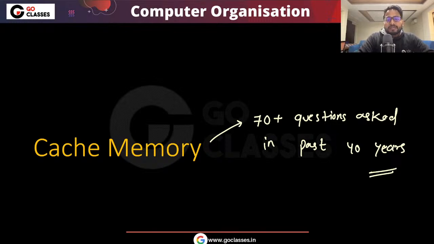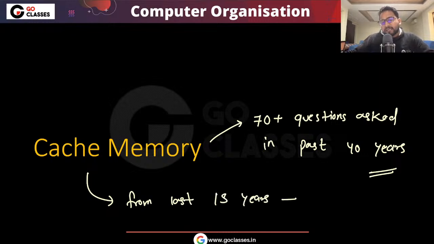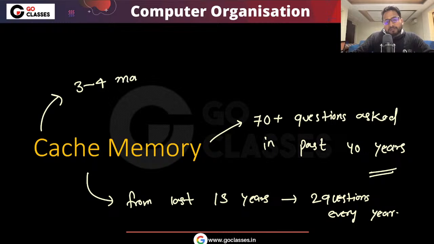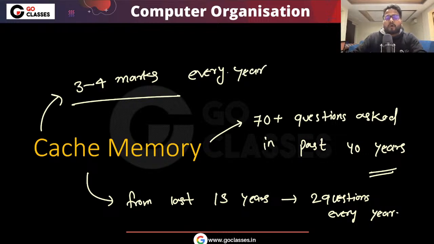Generally the trend is that in the last 10 to 15 years they ask around two questions every year. So this single topic can give you 3 to 4 marks every year. This is the power of this single topic. This single topic itself is very powerful.